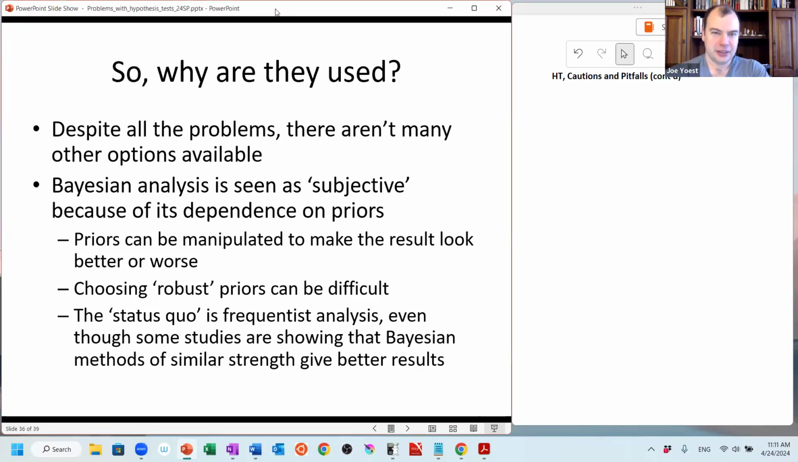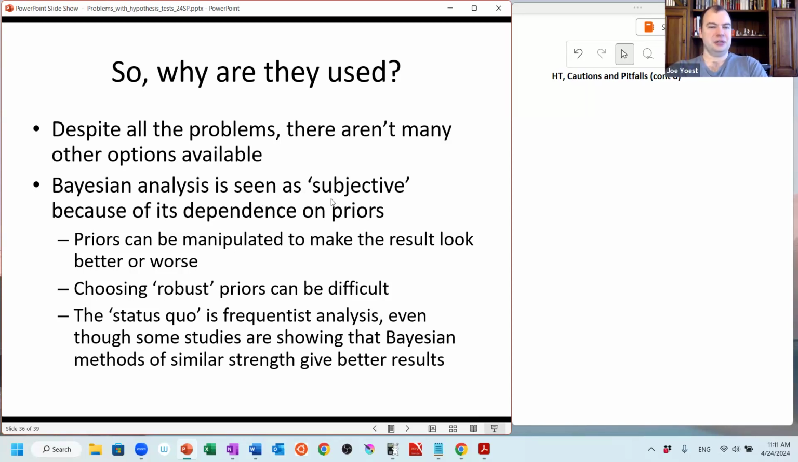Okay, so after I spent roughly a full class period, in some sense, complaining about hypothesis tests, I hope it didn't come off as complaining, but as pointing out the downsides and the cautions. Well, you might say, why do we use these? Why don't we use something else? Well, first, there aren't a whole lot of options available. Bayesian analysis, I like Bayesian analysis. I also like frequentist analysis. I think it just depends on what problem you're trying to solve, which one makes the most sense.